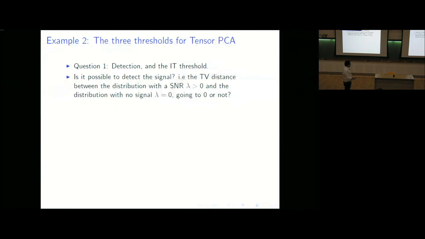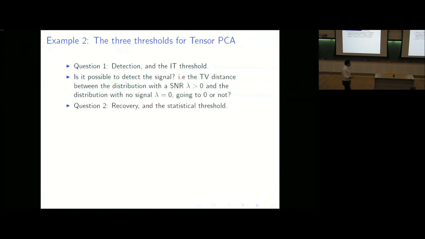One way to say that is what I'm saying here: the distance in total variation between the distribution with a signal to noise ratio and the distribution with no signal, is it going to 0 or not? If this distance is going to 0, it's bad news for you. It means the distributions with the signal and without the signal are very close and you cannot separate them.